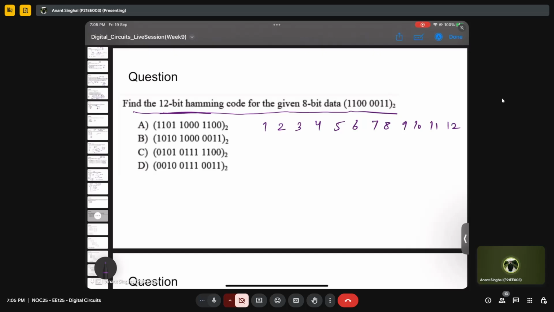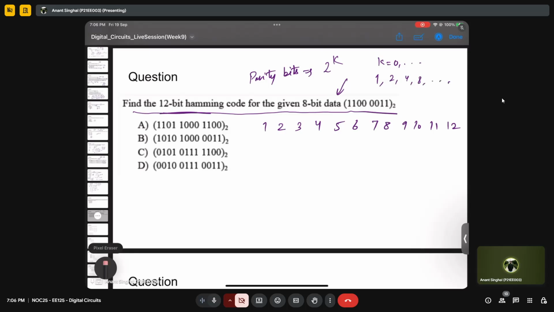Just to give you an explanation, there are 8 bits of data. The remaining 4 bits are also called parity bits, and they are stored at locations of 2 raised to the power k, where k is from 0 to n. So the parity bits will be at positions 1, 2, 4, 8 and so on.